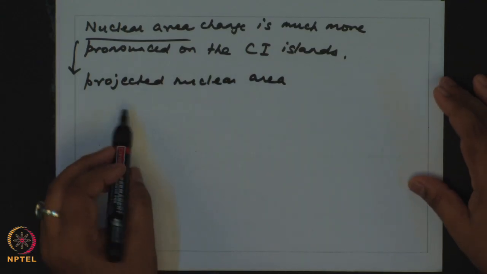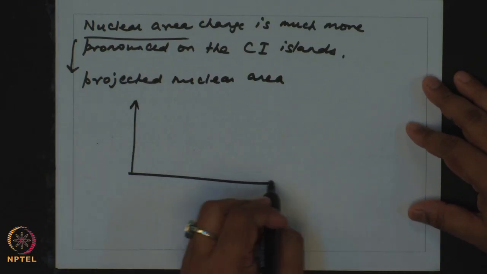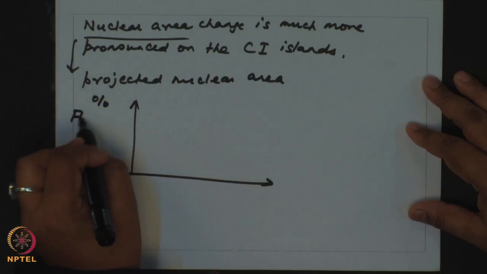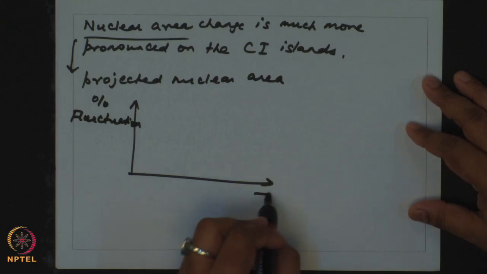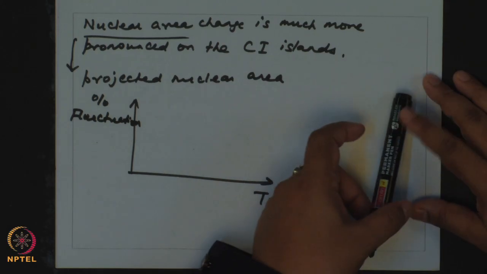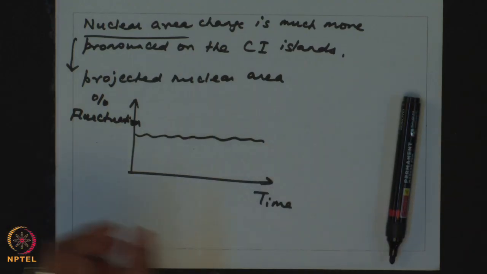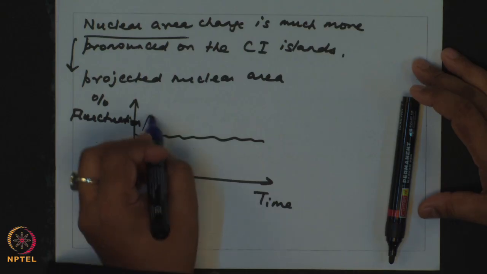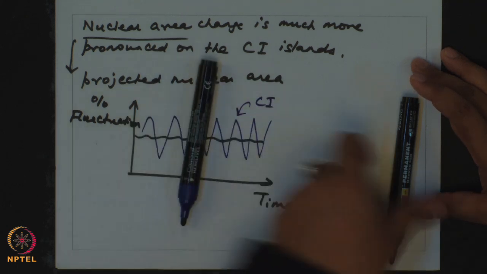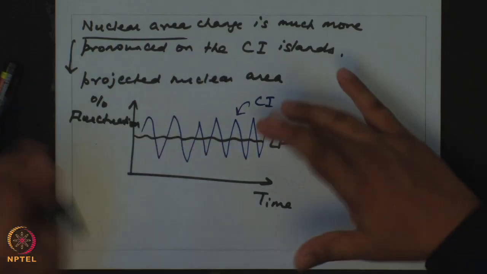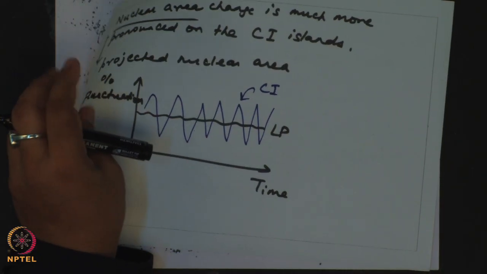Okay. So, to quantitatively detect how much the nuclear area changes, they plotted the percentage fluctuation in the projected area. Okay. And so, this is your time axis. Compared to the LP islands, if this was the fluctuation, on the circular islands the fluctuation was much more. So, this is on the constrained CI islands and this was on the LP islands. So, this confirms that the area fluctuation is significantly higher on the rounded islands.